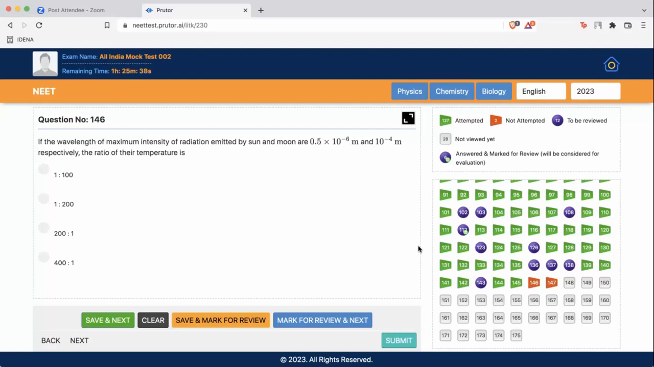Lambda M here is 10 power minus 4, whereas this is 0.5 by 10 power minus 6. Or we can do this as 10 power 2 into 10 power minus 6 and 0.5 into 10 power minus 6. It's 200 is to 1.